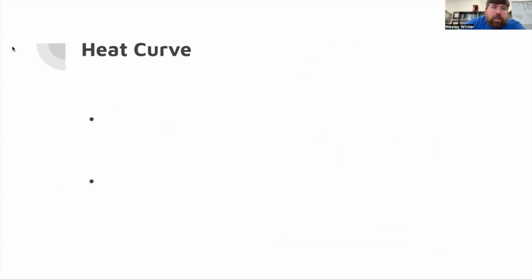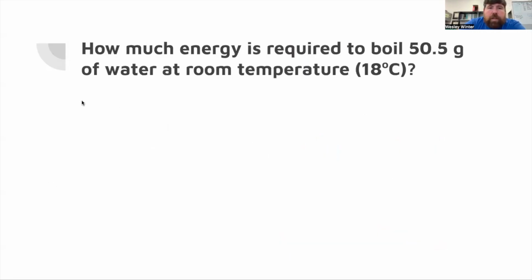Let's go ahead and try a question out here, and I'll show you how to use a heat curve. How much energy is required to boil 50.5 grams of water at room temperature, which is 18 degrees Celsius, about, give or take?